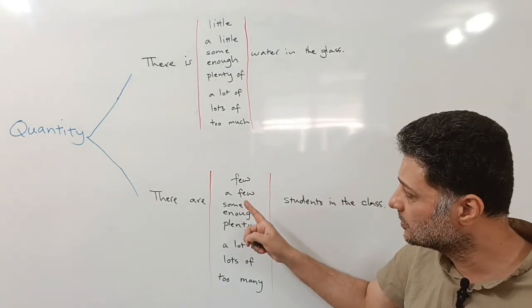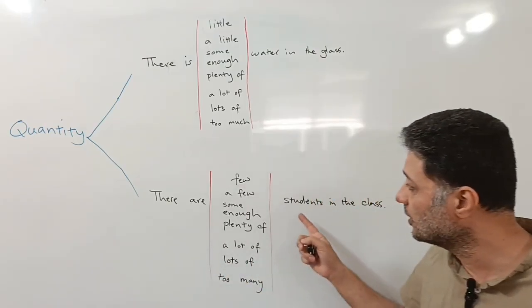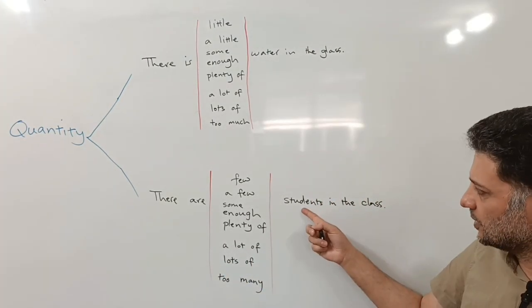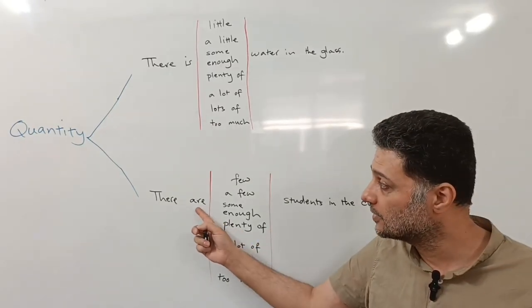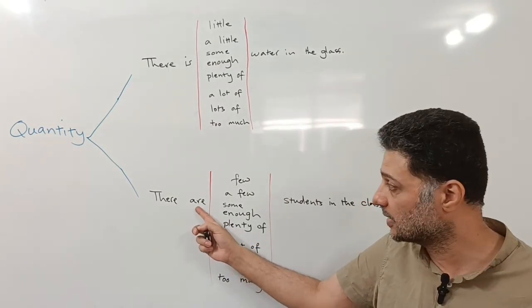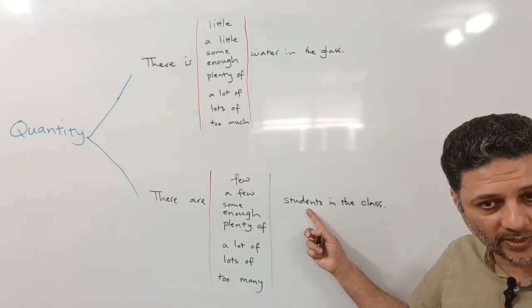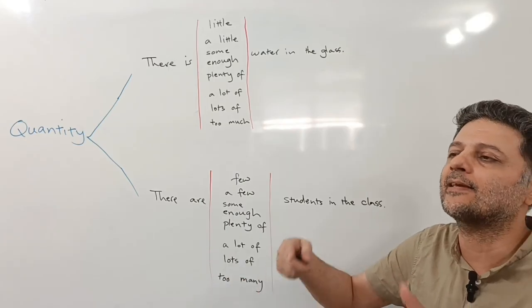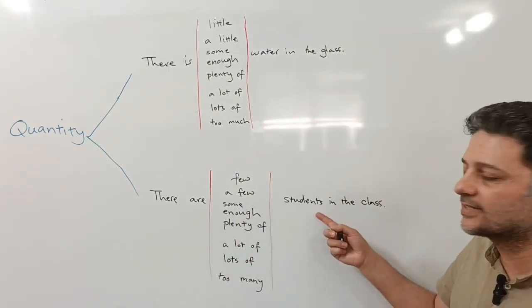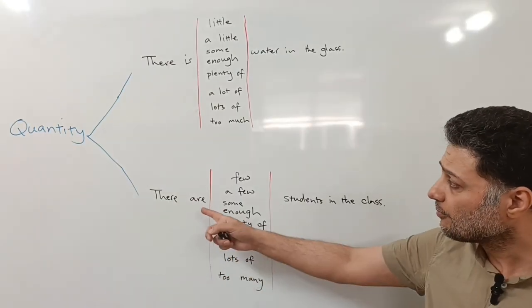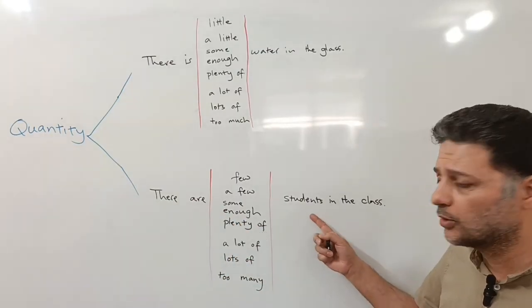But what about quantifiers for countable nouns, such as the students in the class? And then note, not there is, but there are, because of plural countable nouns. We always use it this way, okay? Of course, you can also say there is a student in class. That's another story. There's only one student. But here we come up with plural countable nouns.